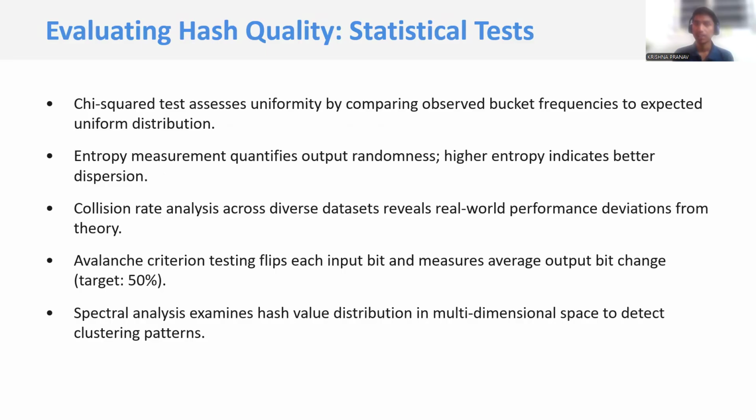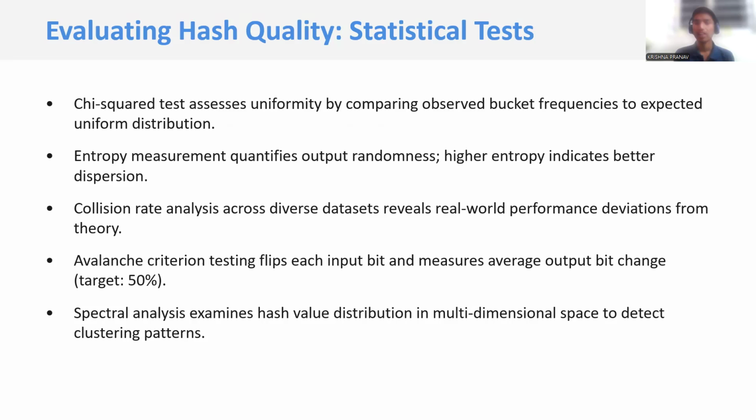Evaluating hash quality. Statistical tests. Chi-squared test assesses uniformity by comparing observed bucket frequency to expected uniform distribution. Entropy measurement quantifies output randomness. Higher entropy indicates better dispersion.